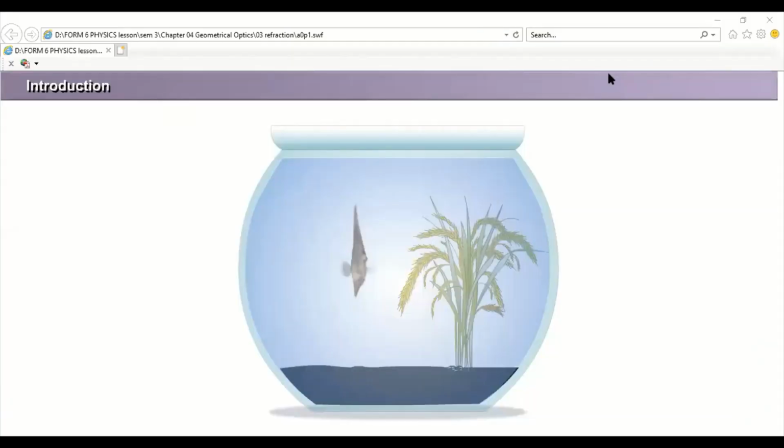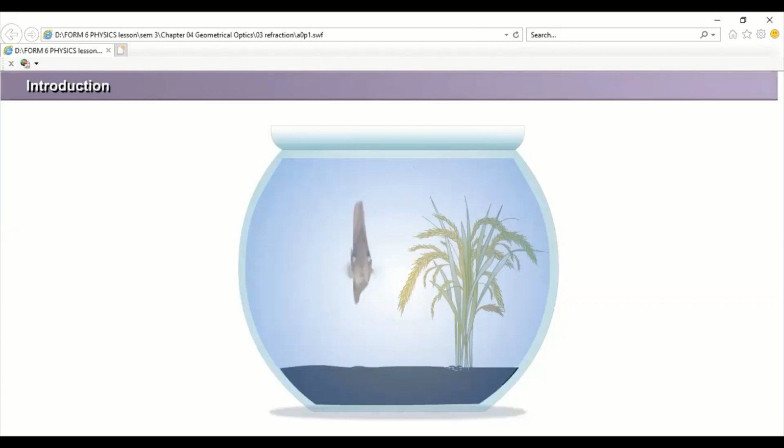Okay, welcome back to our lesson on refraction at the curved surface. So let's look at the fish inside the curved aquarium. We notice that when the fish moves nearer, the size of the fish becomes bigger. So why this illusion? Why does this phenomenon happen? Because of the curved surface of the aquarium.